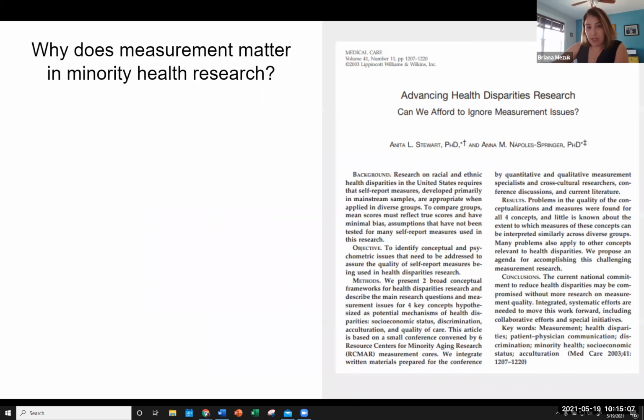So let me now turn to the issue at hand and why this is relevant for Muckwar. So why does measurement matter for minority health research? I'm going to draw heavily from this paper by Anita Stewart that I'll also have Deborah send out or post on the Canvas site afterwards, and I'll make sure that we send it out to the MUI scholars too, for those of you who are here.